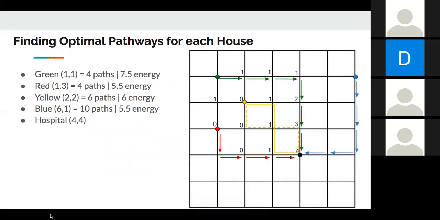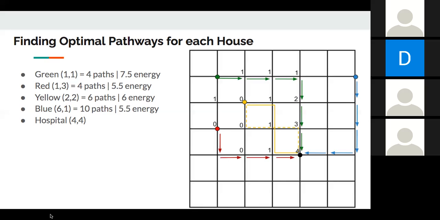In this example, we have the Pascal's triangle for the greenhouse, and we can see that the total amount of pathways from the greenhouse to the hospital is 4. If we repeat this procedure for all of the houses, we find that the red house would have 4 paths, the yellow house will have 6 paths, and the blue house will have 10 paths.